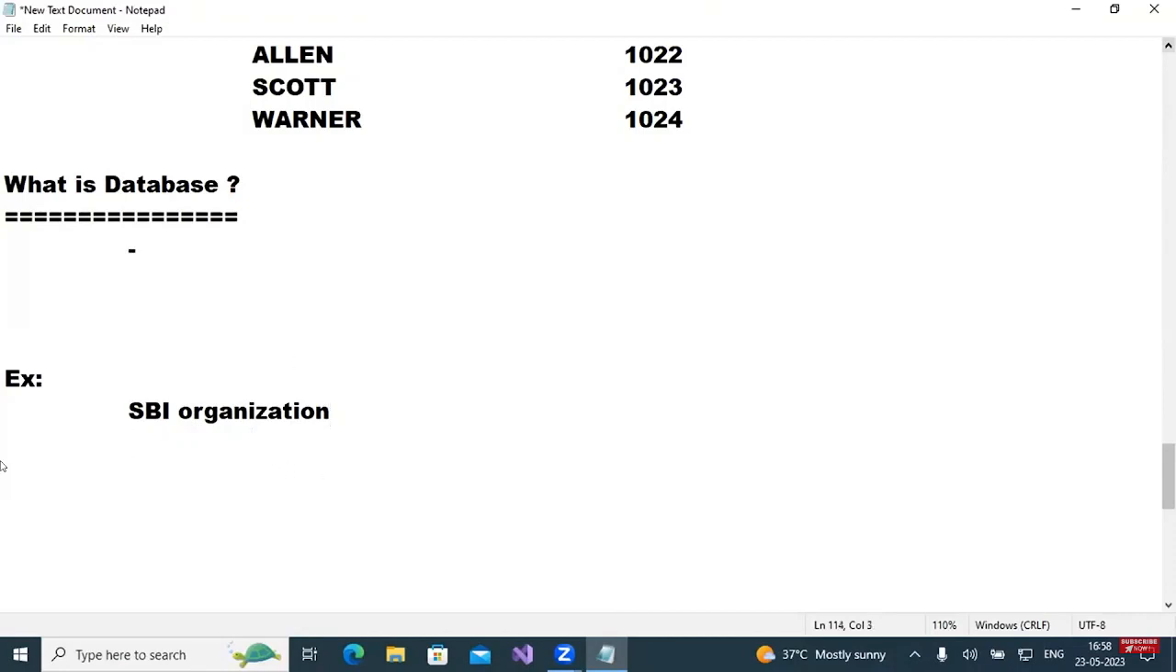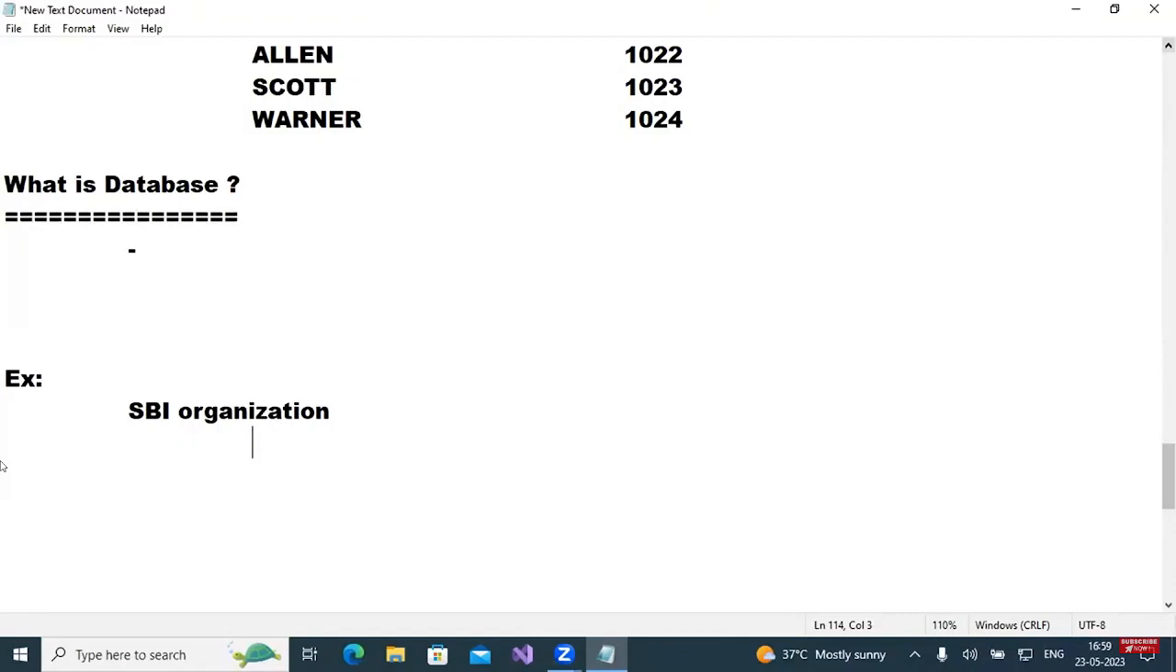Suppose SBI organization people came to our company. For example, we have one X company, and we are all developers, employees in the company. So who is my client? SBI. SBI is my client. So they will come to us and ask, can you develop one database application for my SBI bank?